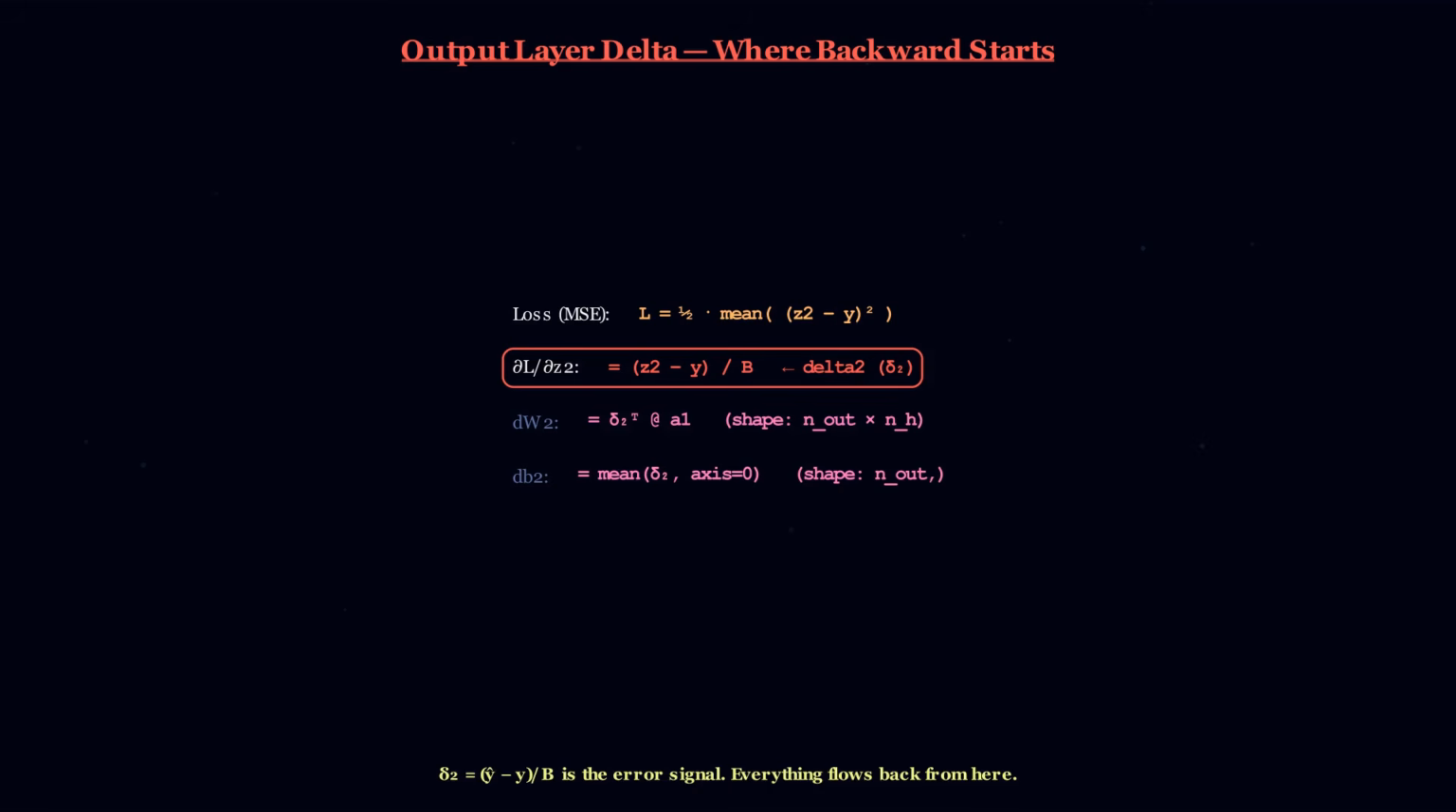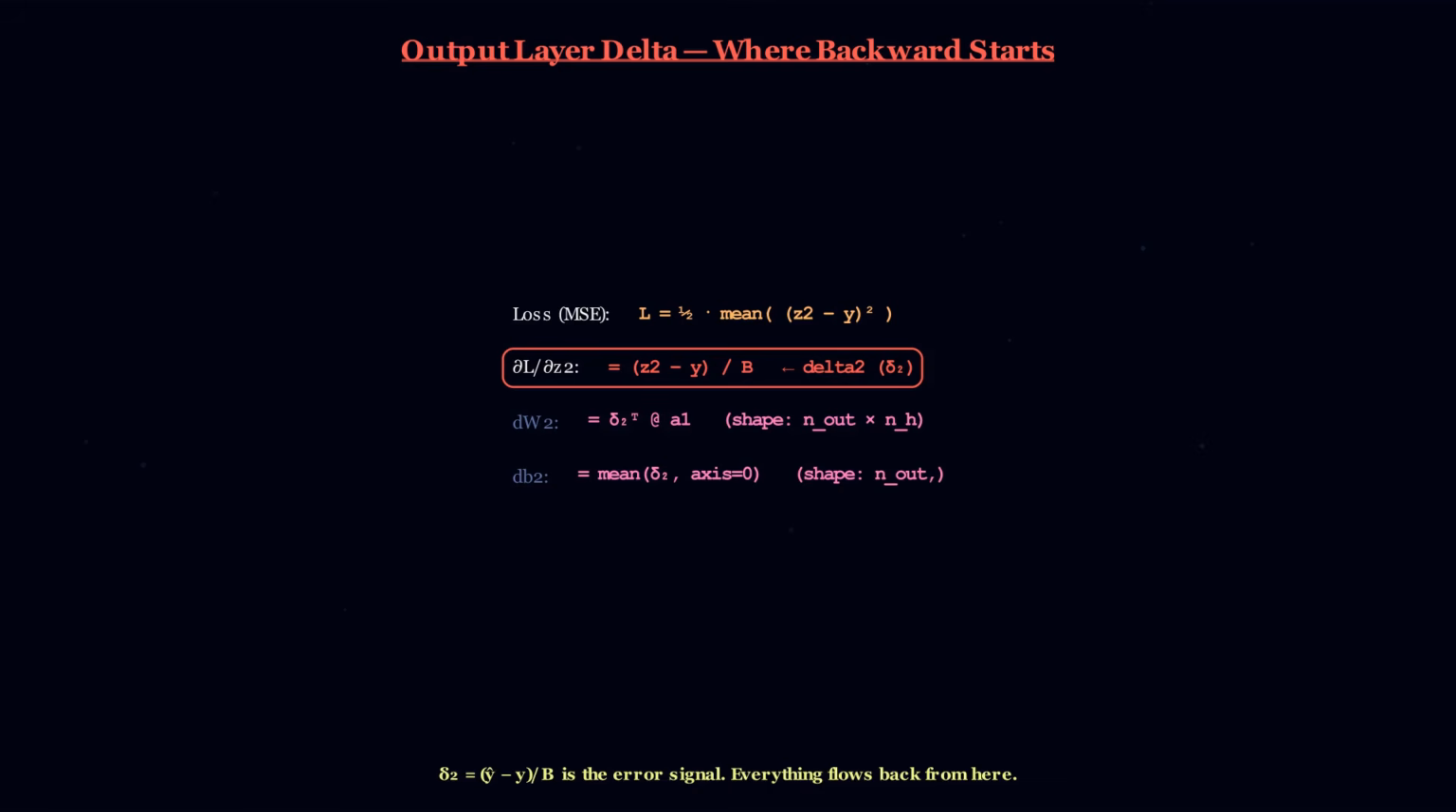This is delta 2. Delta 2 is shape b by n_out, one error value per output neuron per example in the batch. For a batch of 4 examples with 2 output neurons, delta 2 is shape 4 by 2. The gradient of the loss with respect to W2 is delta 2 transposed times A1, divided by batch size. The gradient with respect to B2 is the mean of delta 2 across the batch dimension. These are the exact formulas you implement in code.